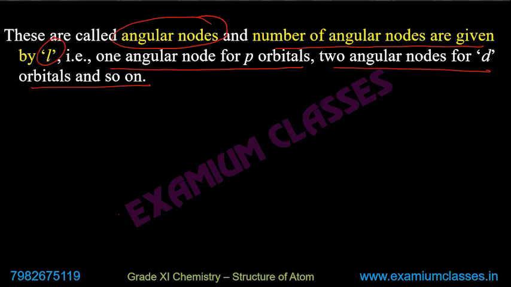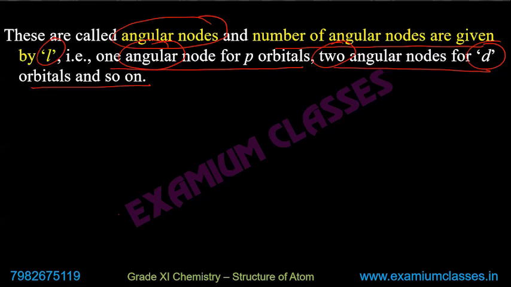This is something you have seen. For every p orbital, you will have one angular node. 3p orbitals, three angular nodes. For every d orbital, there will be two angular nodes.